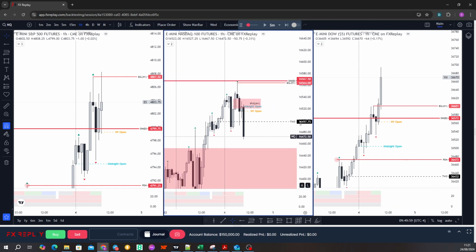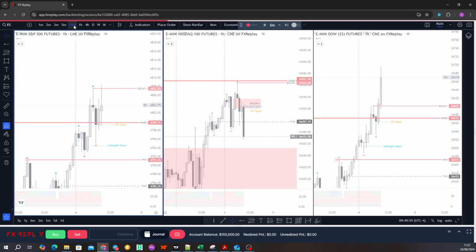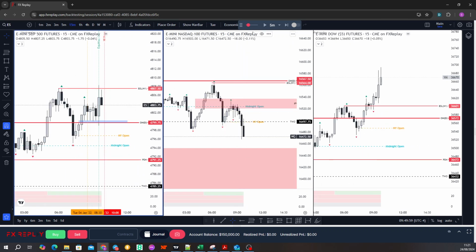So NQ. But the reason why it's low probability right now is because ES and YM are above the true week open. NQ is now traded below it. So in order for me to frame a high probability position, all three needed to be above the true week open. So it's not as favourable for me right now. So I'm going to go to 10 o'clock.